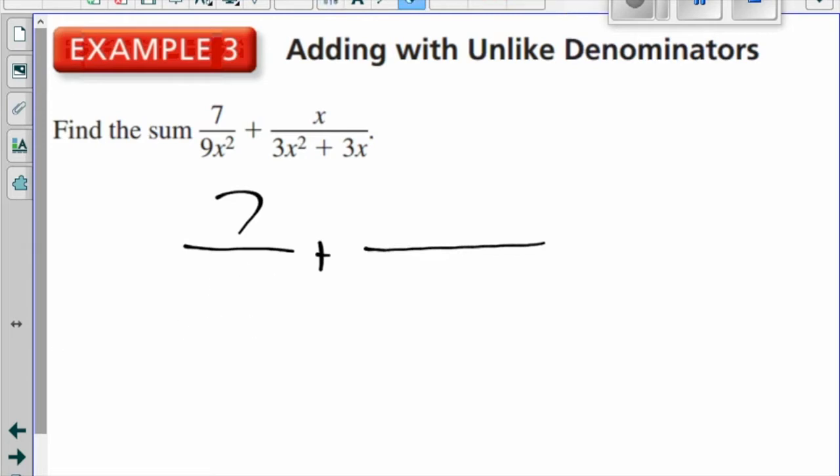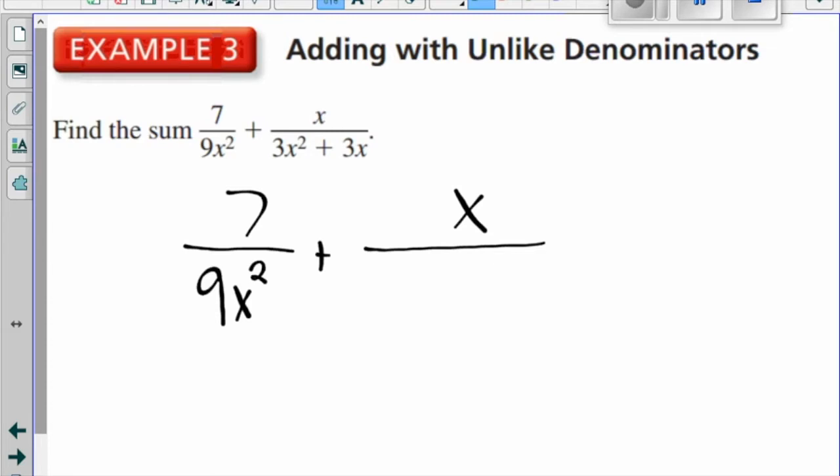Okay, back up. All right, we're going to find the sum. As we can already tell, the denominators are not the same, correct? 9x squared and 3x squared plus 3x are not the same. Well, we can't factor x, and we can't factor 7. 9x squared, I think that's as simplified as it gets. Yes, it's a term. We can't do anything with it. But can we factor the 3x squared plus 3x?